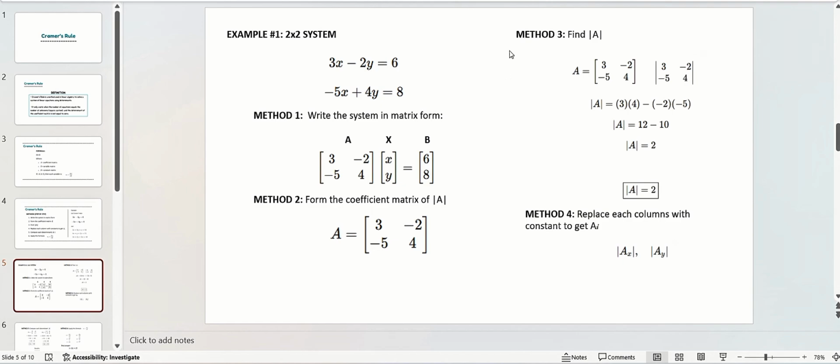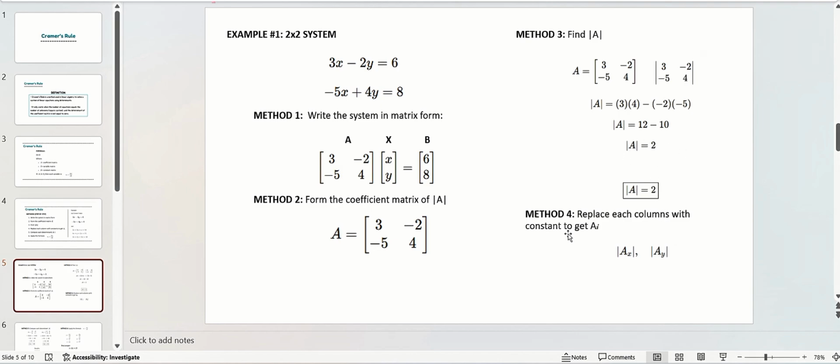And then method 3 is to find the determinant of A. So again, this is the atong coefficient matrix and then mao nani ang atong determinant of A. To find the determinant of A, ato lang ni siyang cross multiply. So 3 times 4 is equal to 12 and negative 2 times negative 5 is equal to 10. And then atong i-subtract 12 minus 10 is equal to 2. So atong value sa determinant of A is equal to 2.